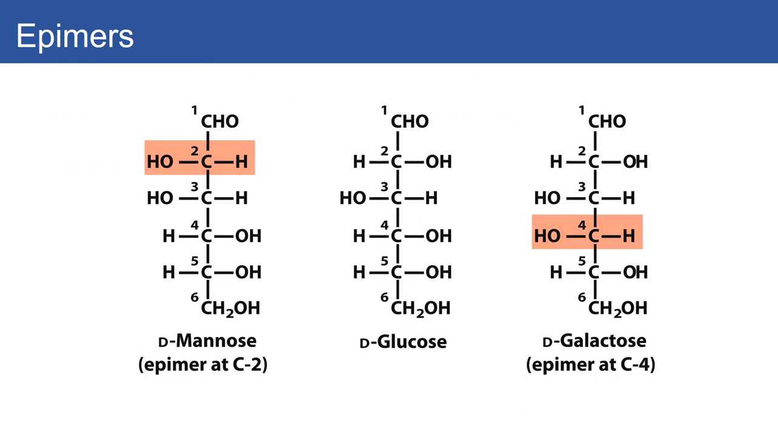The other concept, you may or may not see diastereomers on your exam, but you will see epimers on your exam. This is an example of that: D-glucose and each of its epimers. D-glucose is in the middle, with two of the epimers on either side. We have D-mannose, an epimer at C2, and galactose, an epimer at C4. What you see in an epimer are two sugars that differ only in the configuration around one carbon atom.